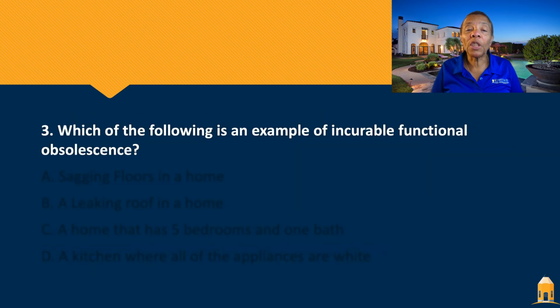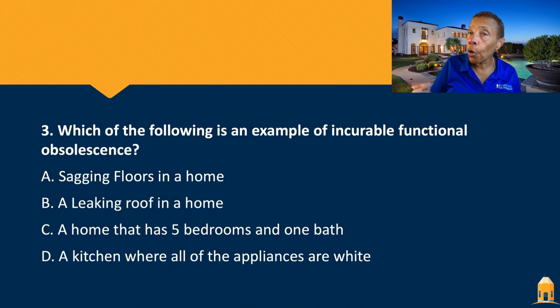Number 3, which of the following is an example of incurable functional obsolescence? Guys, you need to know what functional obsolescence is first, and then what is curable and what is incurable. They test this concept a lot. So A, sagging floors in a home. B, a leaky roof in a home. C, a home that has 5 bedrooms and 1 bath. Or D, a kitchen where all of the appliances are white.